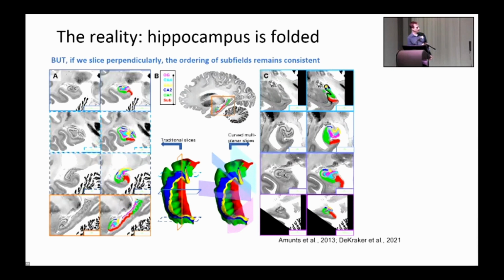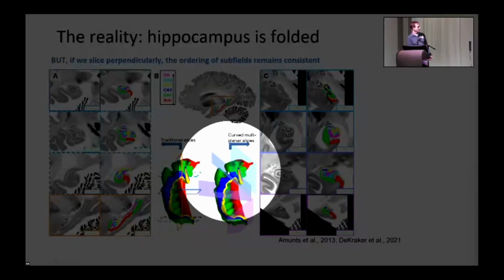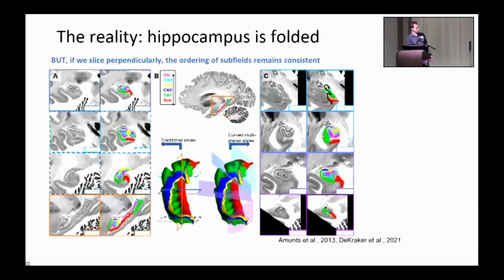You can also slice at different points along the hippocampus. Here, you should see the same ordering of subfields again. And basically, if you take into account the gross curvature of the hippocampus, we'll see that the arrangement of subfields is always consistent. It always follows the same topology. And so this is one simple organizing principle.